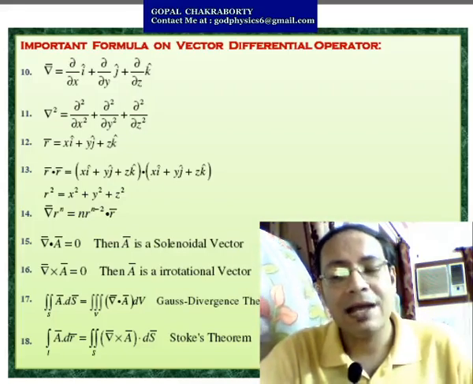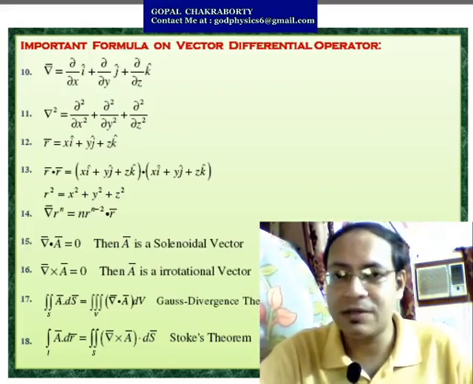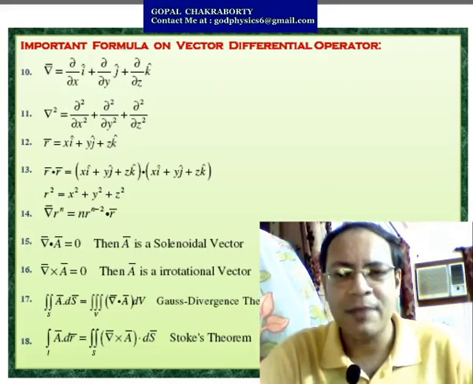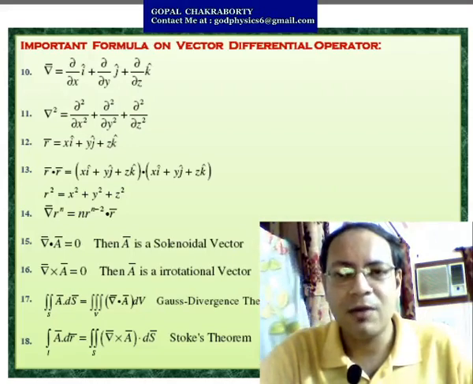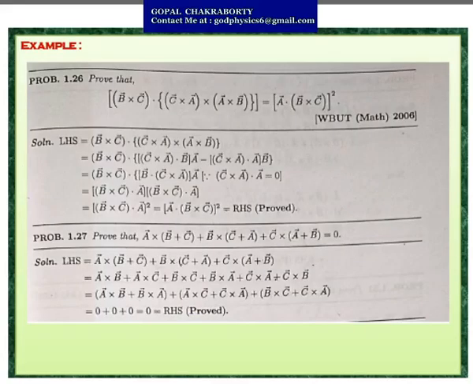Okay, and last, 17 and 18, there are the Gauss divergence theorem and Stokes theorem. So these are the basic 18 important formulas. We will solve lots of problems using these formulas. So the first problem is here.